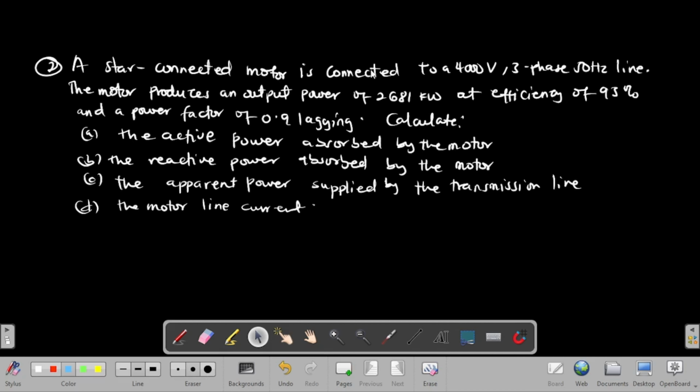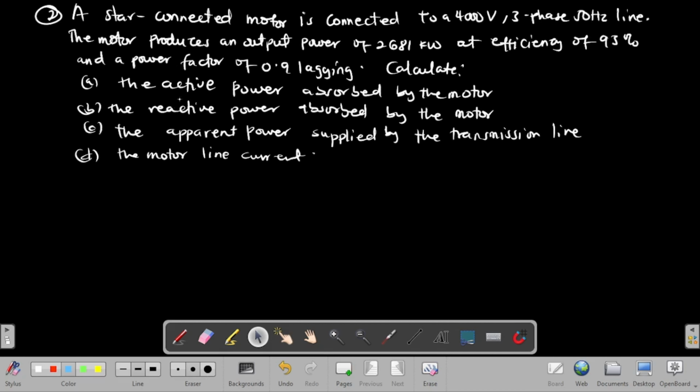Okay. So it says a star connected motor is connected to a 4000 volts 3-phase 50 hertz line. The motor produces an output power of 2681 kilowatts at an efficiency of 93% and a power factor of 0.9 lagging. Calculate A, the active power absorbed by the motor, B, the reactive power absorbed by the motor, C, the apparent power supplied by the transmission line, and D, the motor line current.